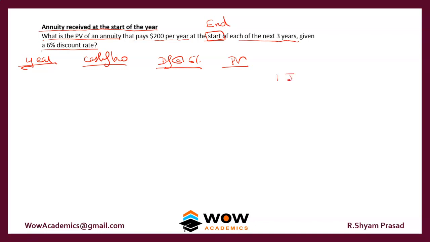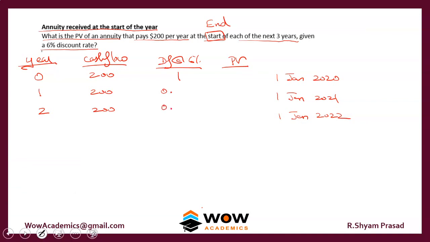Today is 1st Jan 2020. The next payment is going to be received on 1st Jan 2021 and then 1st Jan 2022. Today, any amount that you receive will be noted as the 0th year. The next year will be the 1st year, then the next year will be the 2nd year. The cash flow received is the same, 200. The factor for the 0th year is always 1. From there on you get the decimal numbers: this will be 0.943 and this will be 0.890. So you'll multiply and get the numbers.